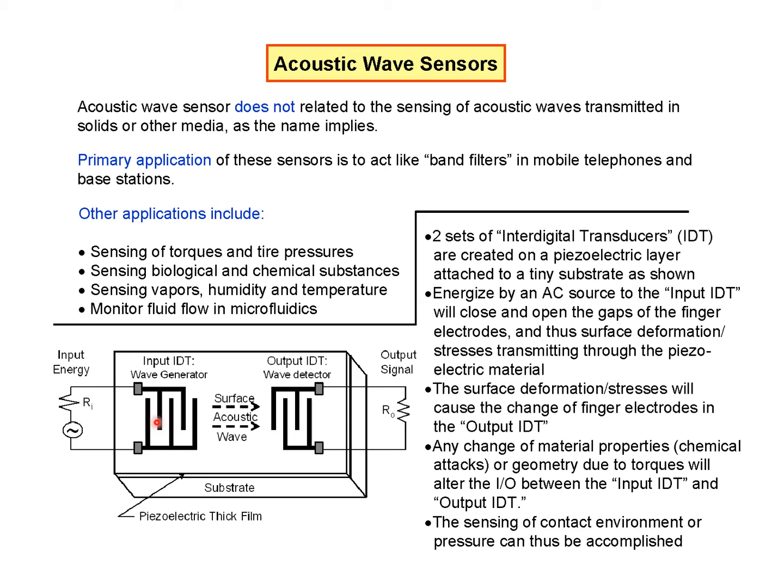Because of that, there is a movement of the comb electrode. Because of that movement, surface deformation will occur in the tiny substrate. This surface deformation will create a stress over the output IDT. So any changes in the material property or geometry, because of that the torque will be generated. The generated torque will be read out by the output signal. So here the acoustic medium, that is the sensing medium, will sense the information in an acoustic manner. That is why it's called an acoustic sensor.